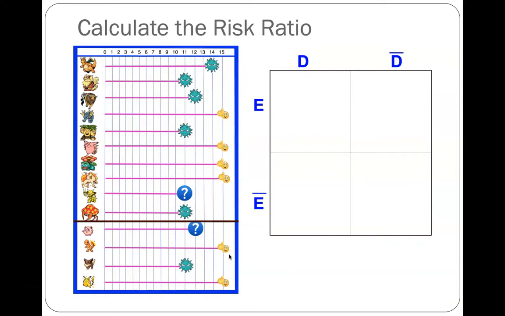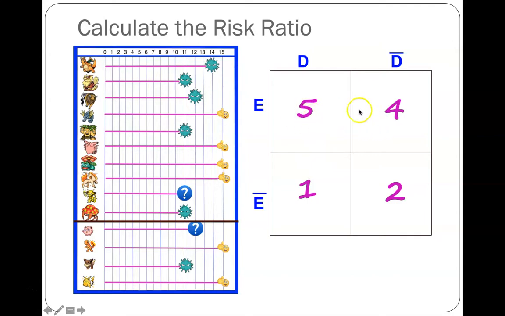Now we have to calculate the risk ratio. And guess what? We can use the same table to start it off. However, we're not going to do 5 times 2 or 4 times 1. We're going to do the risk of disease among the exposed, over the risk of disease among the unexposed. So, let's start this off.